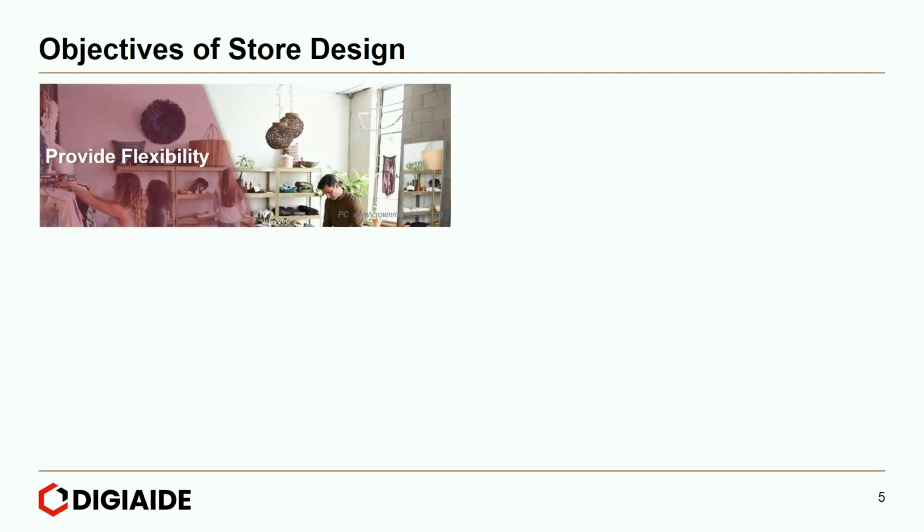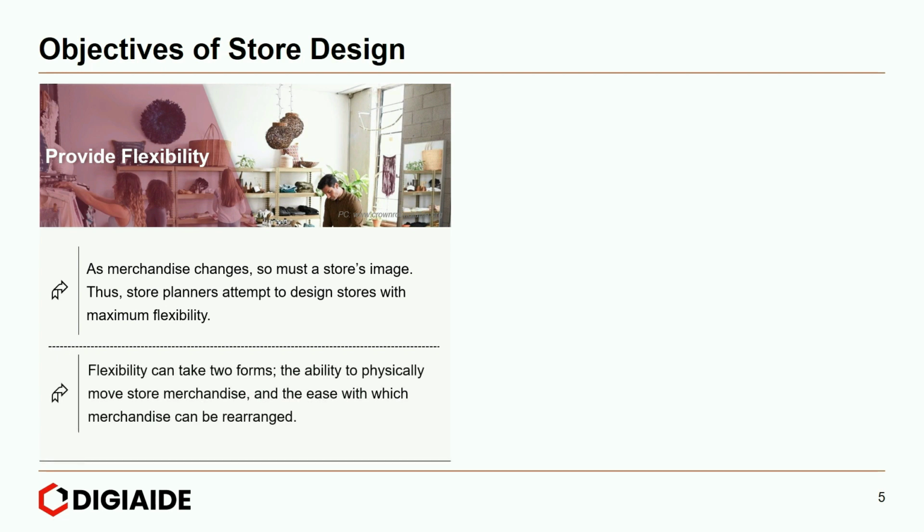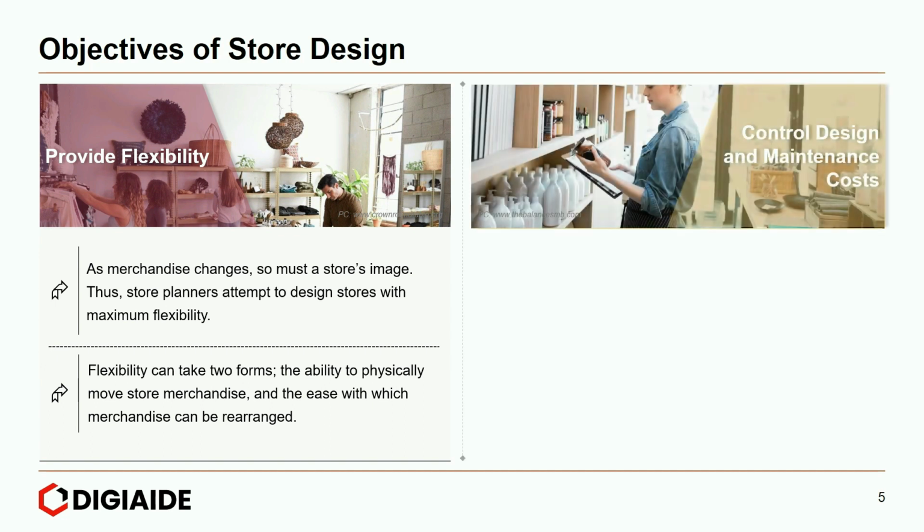Moving on, provide flexibility. As merchandise changes, so must a store's image. Thus, store planners attempt to design stores with maximum flexibility. Flexibility can take two forms: the ability to physically move store merchandise and the ease with which merchandise can be rearranged. Next, control design and maintenance cost.